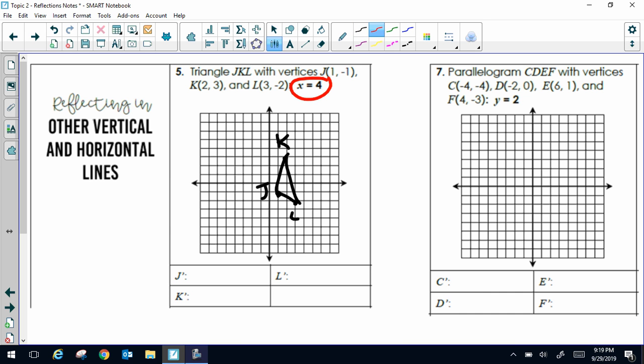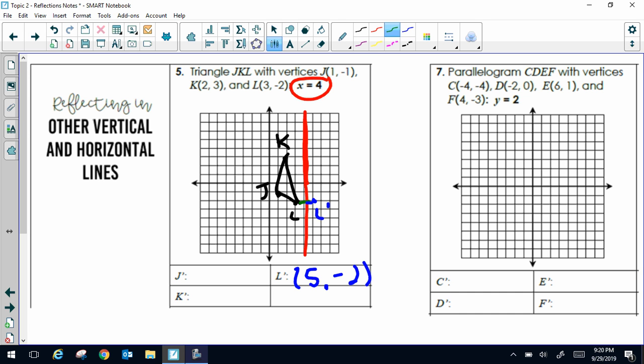Now x = remember, is a vertical line. So I go to 4 and draw a vertical line. Now we need to count from that line. L is 1 unit away, so L prime would be 1 unit away on the other side. Now there is no rule to this. If L was at 3, add 2 to it, so it's going to be at (5, -2).